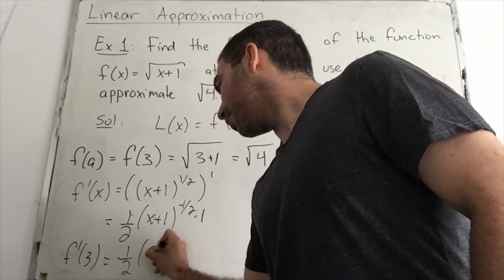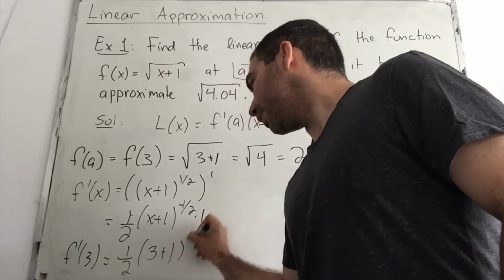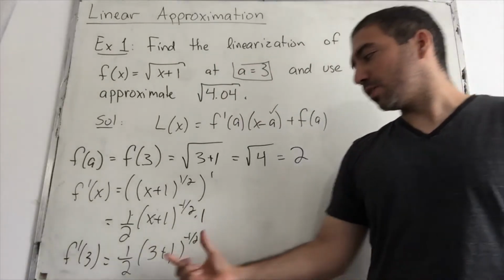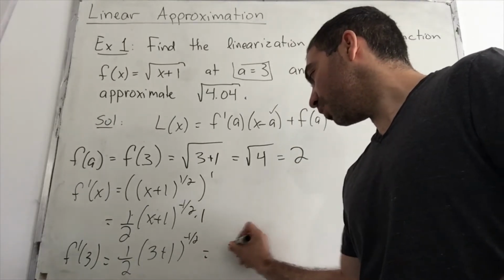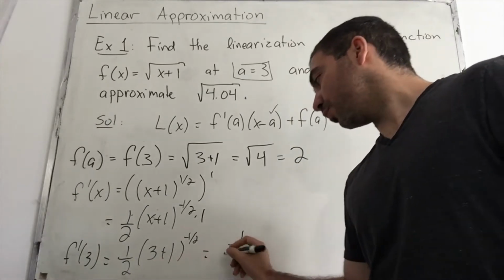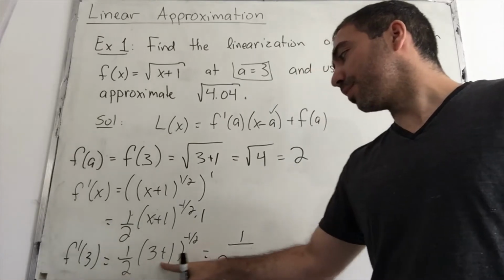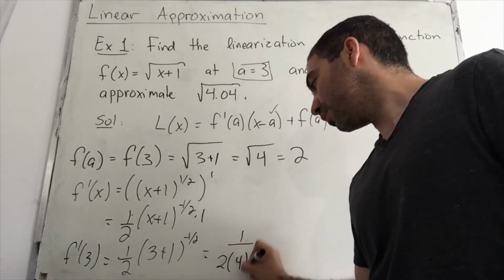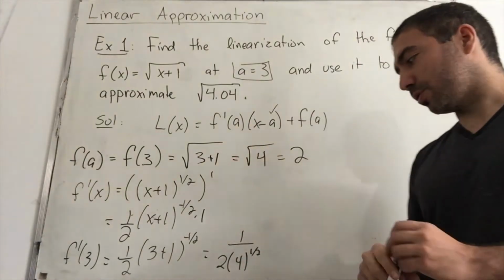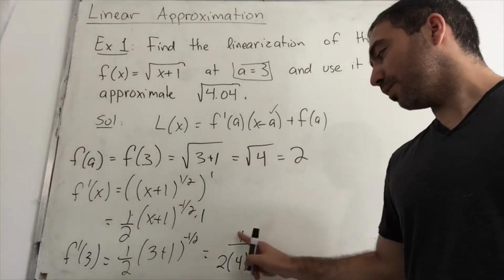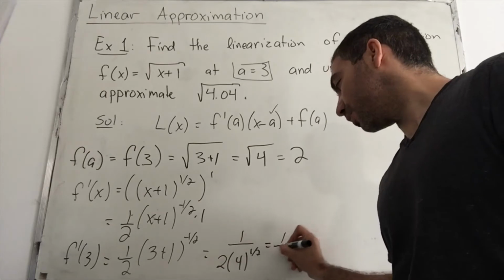3 plus 1 to the negative 1/2. So we could drop the negative 1/2, giving us 1 over 3 plus 1. Well, there's still the 2 on the denominator. 3 plus 1 is 4 to the 1/2. 4 to the 1/2 is just the square root of 4, which we know is 2. So this is 2, and 1 over 2 divided by 2 is 1 over 4.